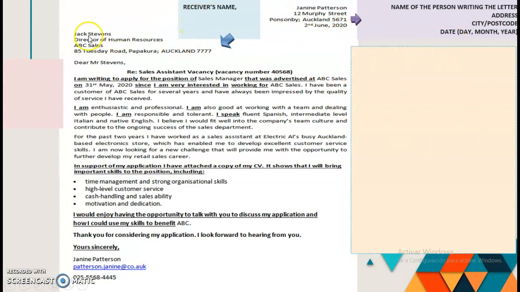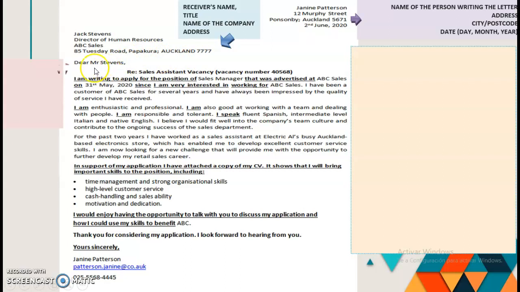Then in the second stage you have some information about the receiver of the letter, the person receiving it. So you have the receiver's name on top, then his title, or the position in the company that you are applying for, and the name of the company and the address. Again, the name of the street, the city, the postcode.